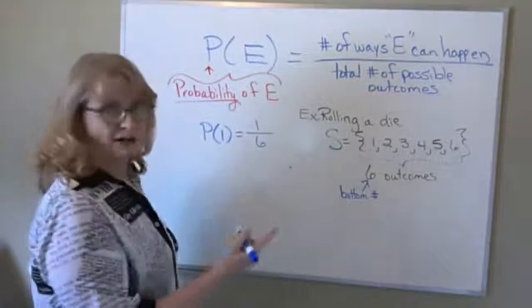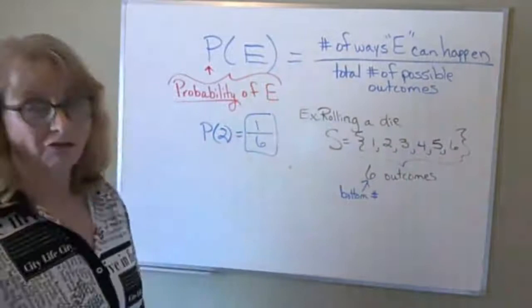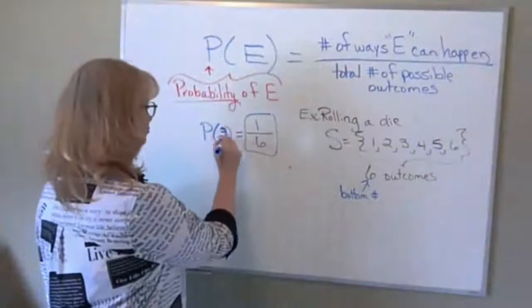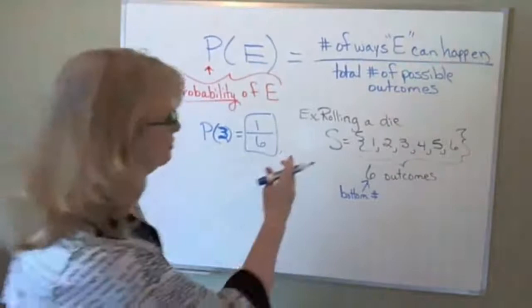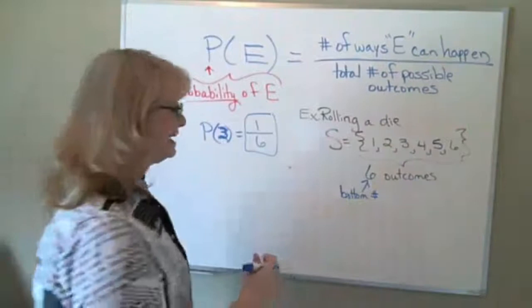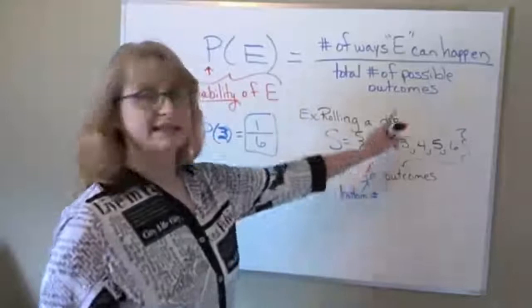So the probability of rolling a 1 is 1 over 6, but the probability of rolling a 2 is also 1 over 6 because there's only 1 2. The probability of rolling a 3 is also 1 over 6. In fact, the probability of rolling any of the individual numbers is 1 out of 6. And then if you added all those probabilities up for all the possible outcomes, so you'd have 1/6 plus 1/6, if you add them all up, it would add up to 1, or 100%.